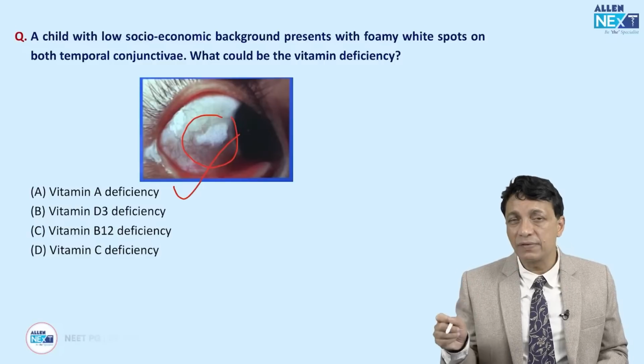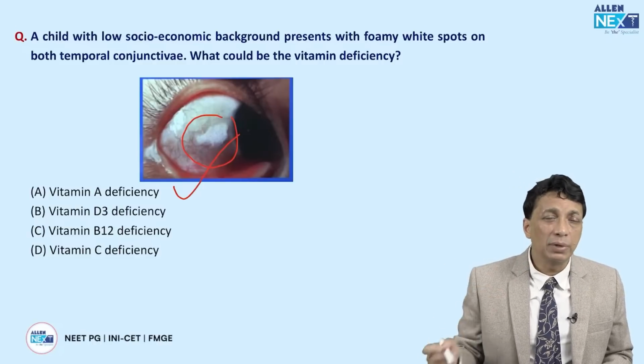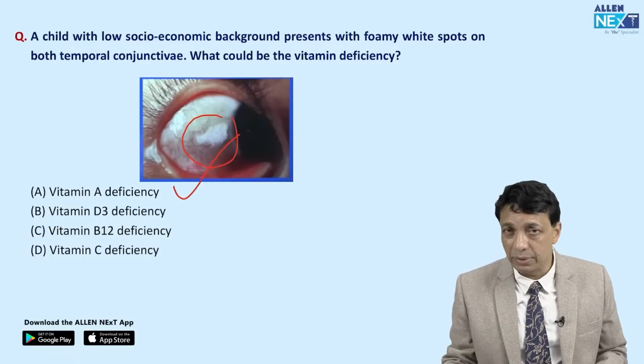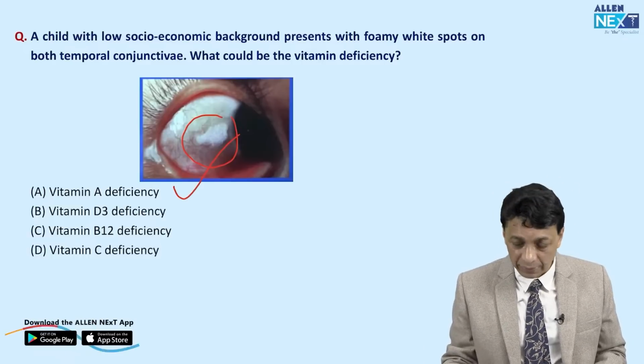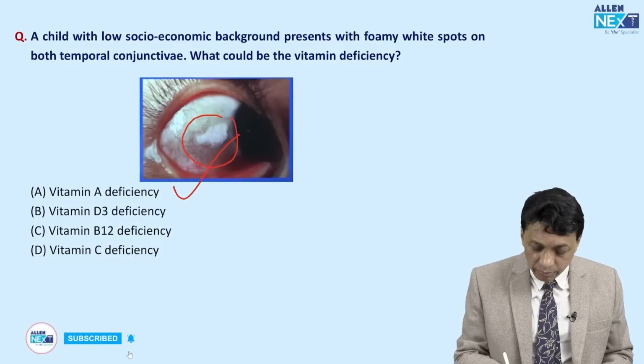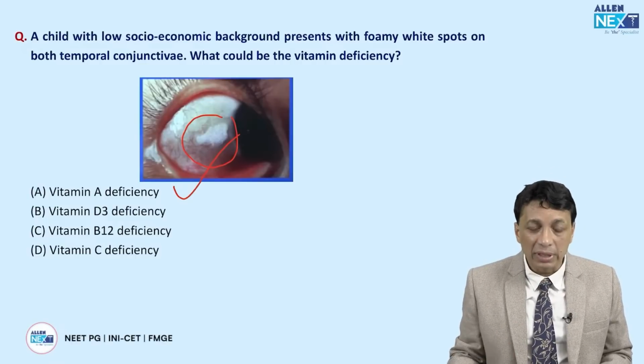Bitot's spots respond very specifically to one shot of vitamin A injection, and Bitot's spots disappear in about 2 weeks. They literally melt away, so to say, like snow exposed to hot sun. So this is Bitot's spots. So we know by the look that it's a vitamin A deficiency.